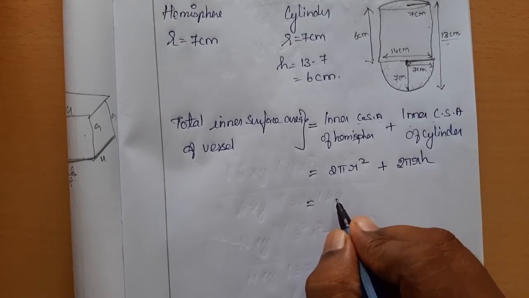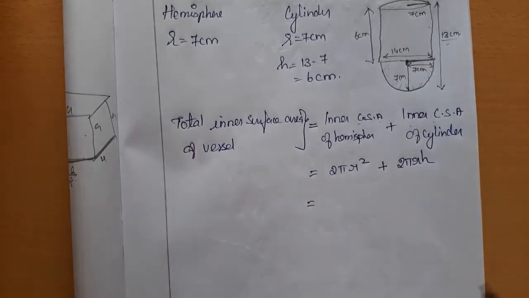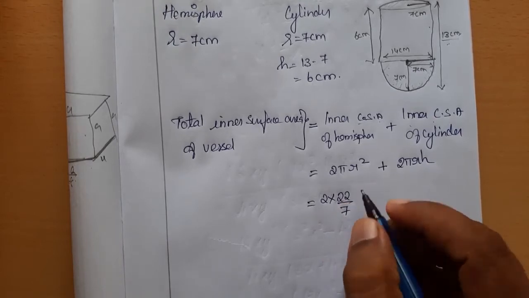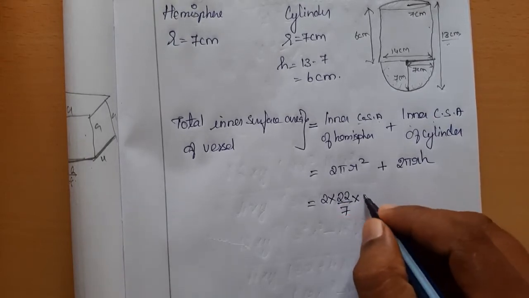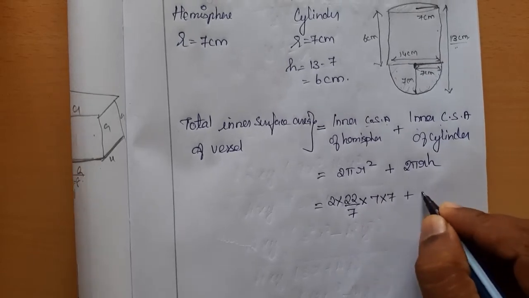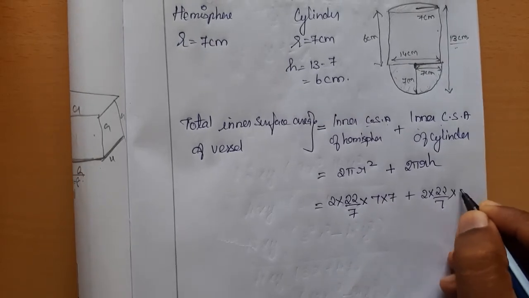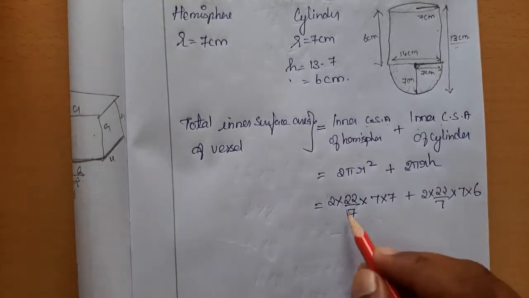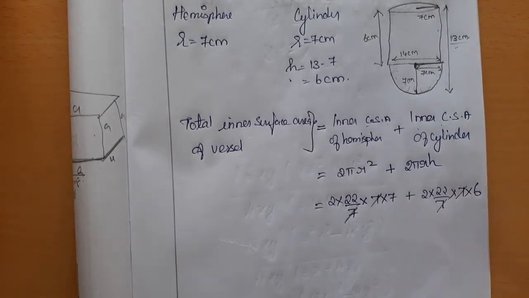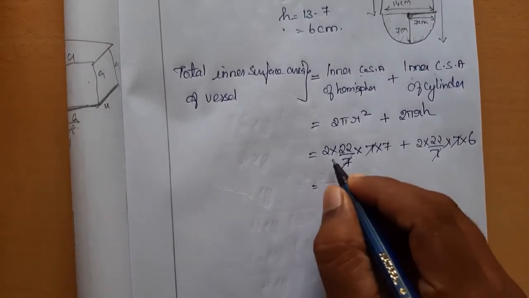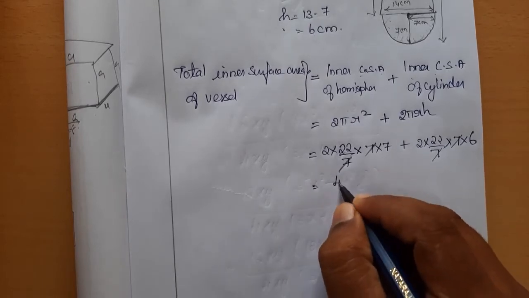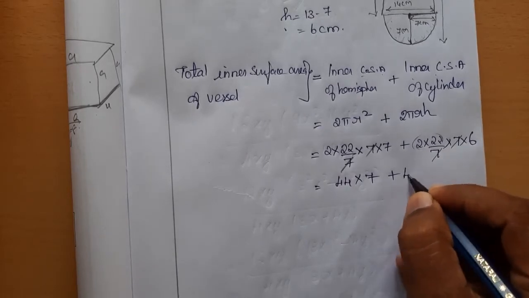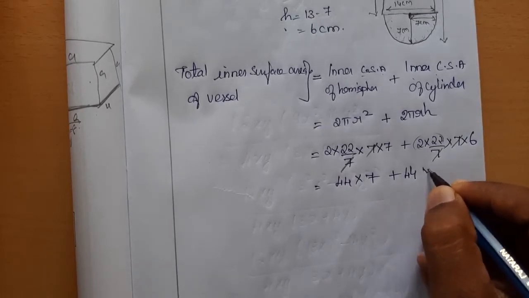So the pi value we can substitute as 22 by 7, since the radius is 7, it will get cancelled. 2 into 22 by 7 into the radius 7, plus 2 into 22 by 7 into the height, which is 6. Clear? So the 7 got cancelled, and here we are left with 2 into 22, which is 44, into 7. Here also we have 2 into 22, which is 44, so we can take it as common, into 6.